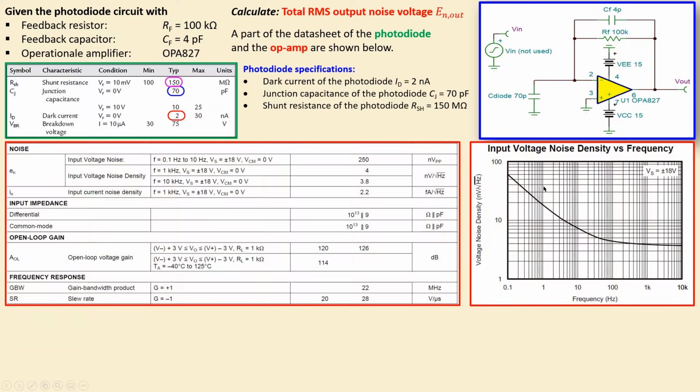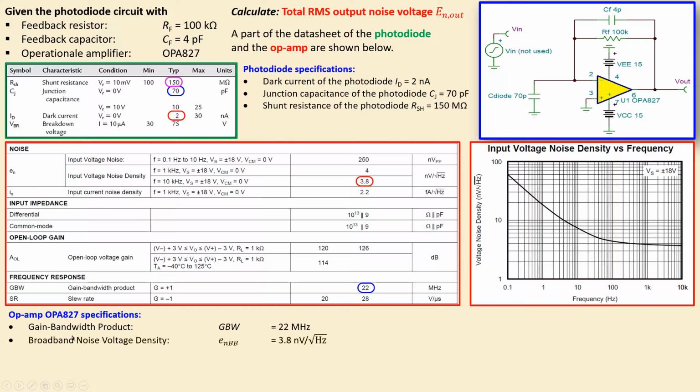Okay, this is the data from the datasheet of the operational amplifier OPA827. You can see the following information from this datasheet. The gain bandwidth product here is 22 megahertz. You can see also that the broadband noise voltage density here is 3.8 nanovolts per root hertz. And you can also see that the input noise current density is 2.2 femtoamps per root hertz.